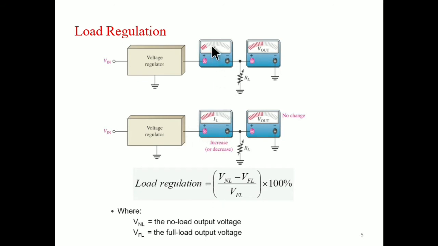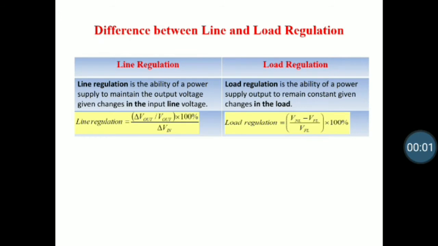Just refer to this actual diagram. There are changes in the load value and the load current, but there is no effect on the output value. There is a change in the load resistance, but no effect on the output. Whatever the value changes, if there is no change in the output, you can call it a regulator. Load regulation is equal to V no load minus V full load, divided by V full load, times 100%.